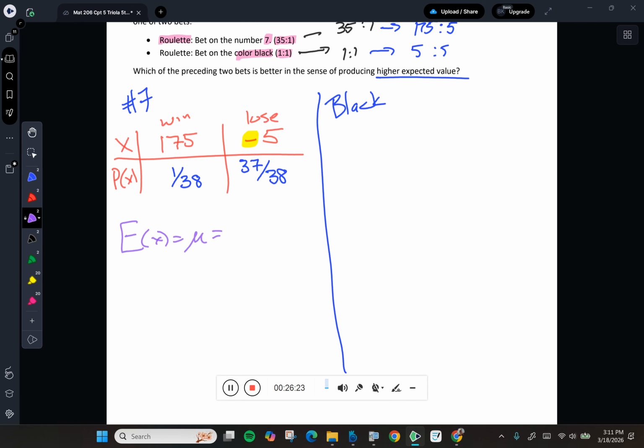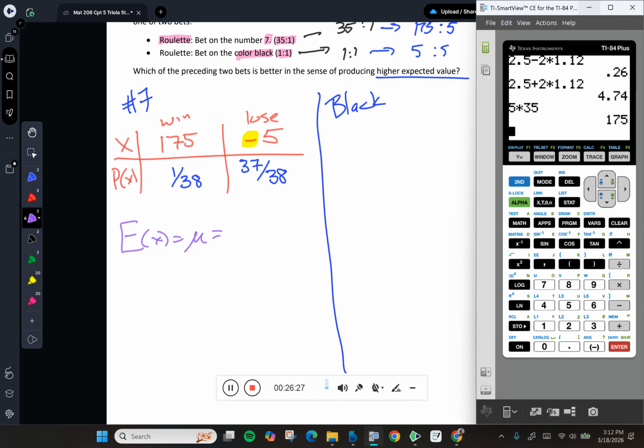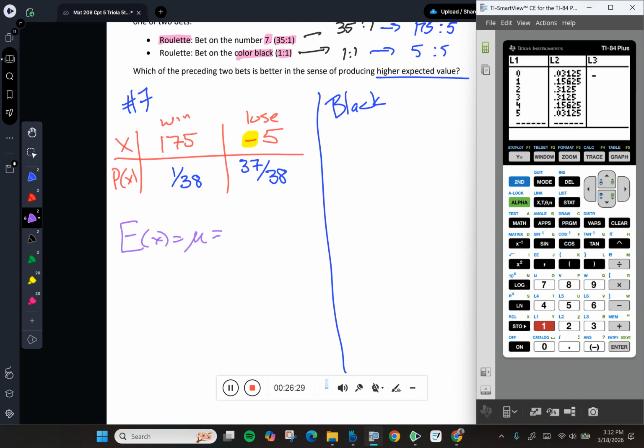Now again, I could calculate this by hand, but I'm not going to. I'm going to use my calculator. So let me bring my calculator back up. Stats, edit. I don't need all that stuff, so I'm going to clear that out. Okay, so I'm clearing out my list. Remember, don't use the delete, use the clear. 175, -5. X is going in list 1. Probabilities in list 2. 1 out of 38. 37 out of 38.